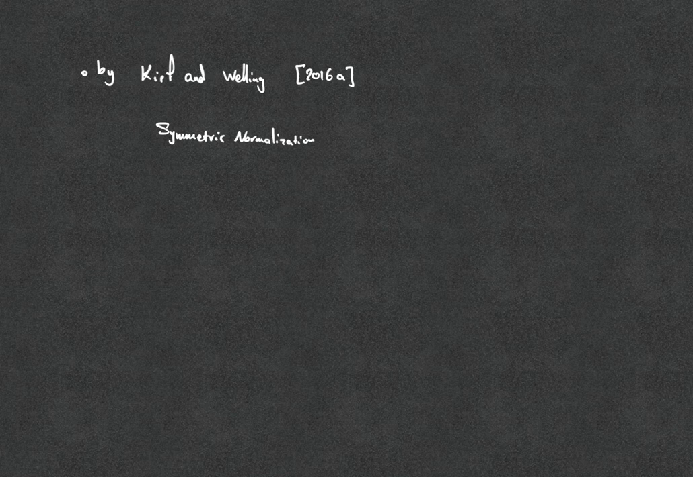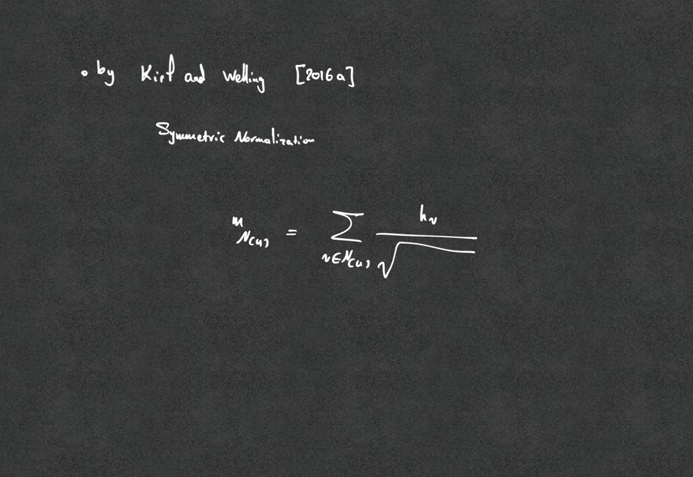However, there are some other alternatives that have also found success in previous research in graph neural networks. One of them is called symmetric normalization, and it is defined like this. So for every node in the adjacency of u, you take the representation of that node and you divide it by this.